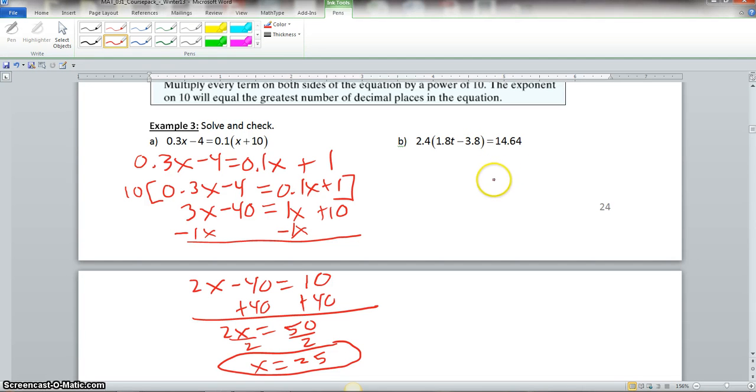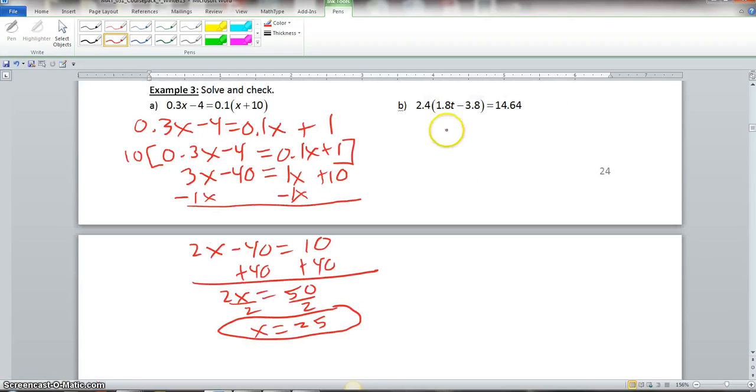Now what we could do is this here. Okay, now what we could do first with this equation here, we do not have to do the distributive property. What we could do, we could divide each side by 2.4 to get rid of that 2.4 that's multiplied by this equation. And that will leave us 1.8t minus 3.8, and that will equal to 6.1.